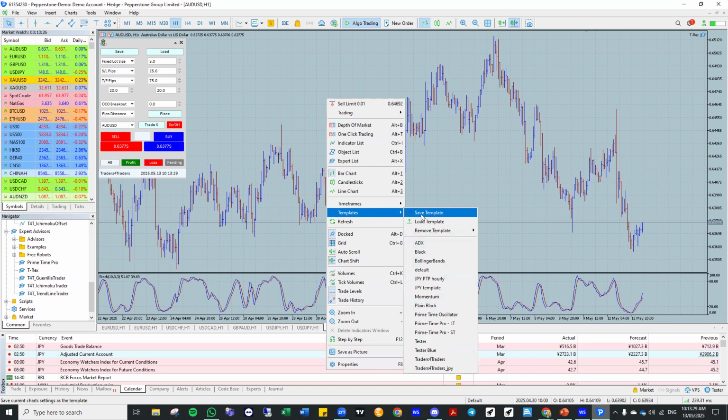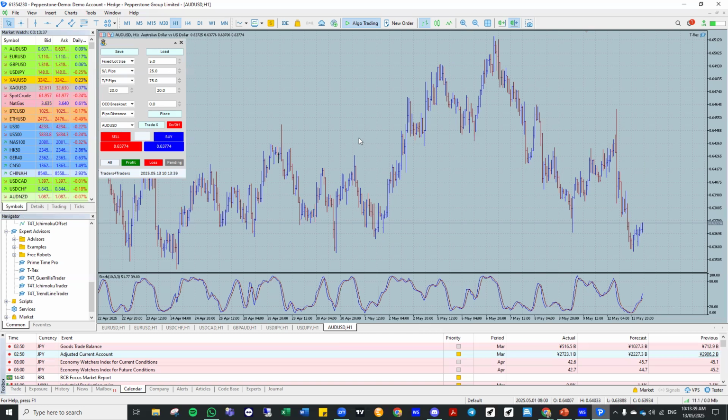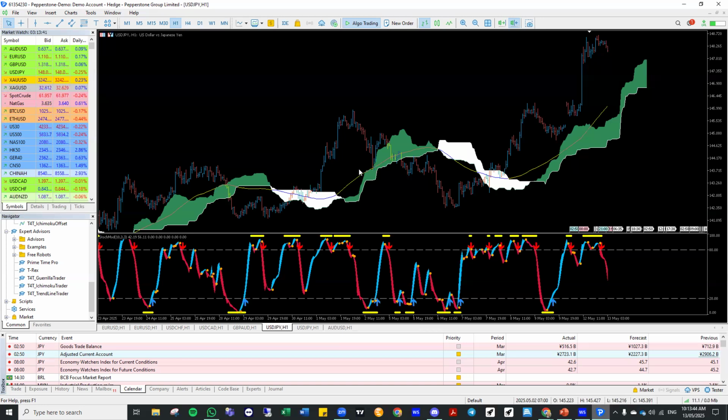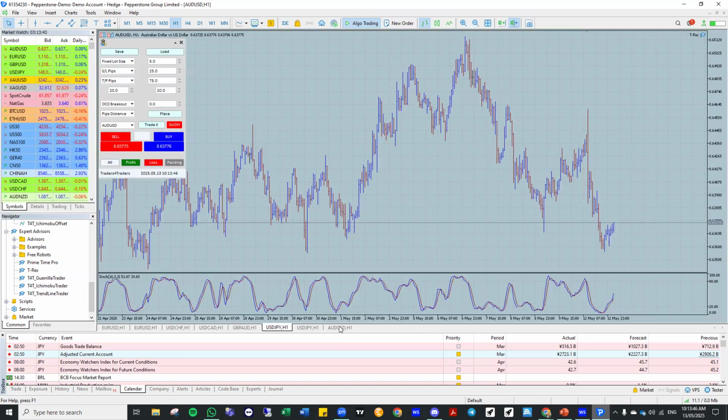In your MT5 or whatever trading platform you're on, see how many different chart templates I've got. I've got a whole range of different ones. Blue is my traditional color. I use the black for using Primetime Pro specifically. But now let's have a look at the market where the Aussie is.